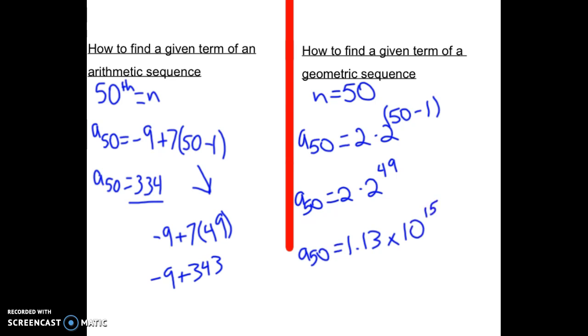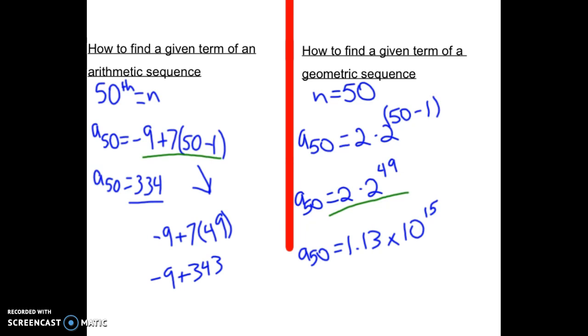So as you can see, the 50th term of an arithmetic sequence, still pretty big, 334. The 50th term of a geometric sequence is very large, meaning that this 1.13 continues on, the decimal point continues on to the right 15 times, so it's quite a large number. Be able to explain, if I ask that question in class, be thinking about why that is, in reference to the explicit formulas. This is multiplication, and this is addition. Also, this has a power, this does not. Be able to explain why that is.